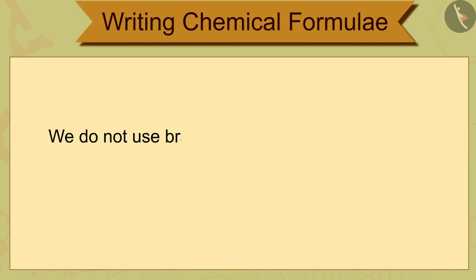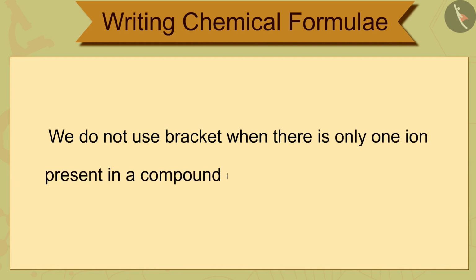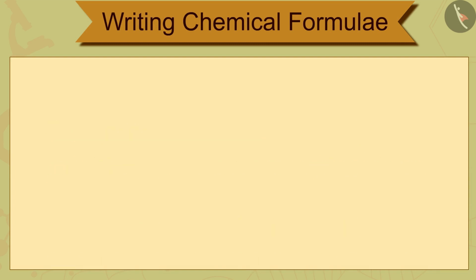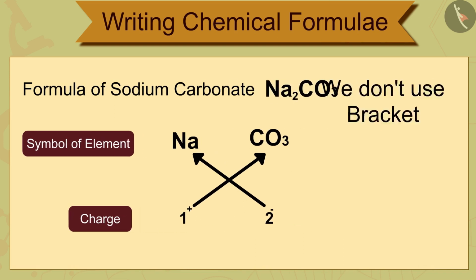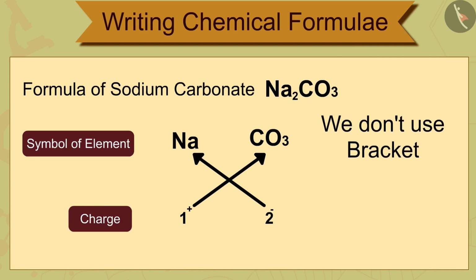We do not use a bracket when there is only one ion present in a compound containing polyatomic ions. For example, in one molecule of sodium carbonate, there are 2 sodium ions, Na+, each having 1 atom, and only 1 ion of polyatomic carbonate ion, CO3 2-. Therefore, we do not use brackets for the polyatomic ion CO3 2- in its formula Na2CO3.